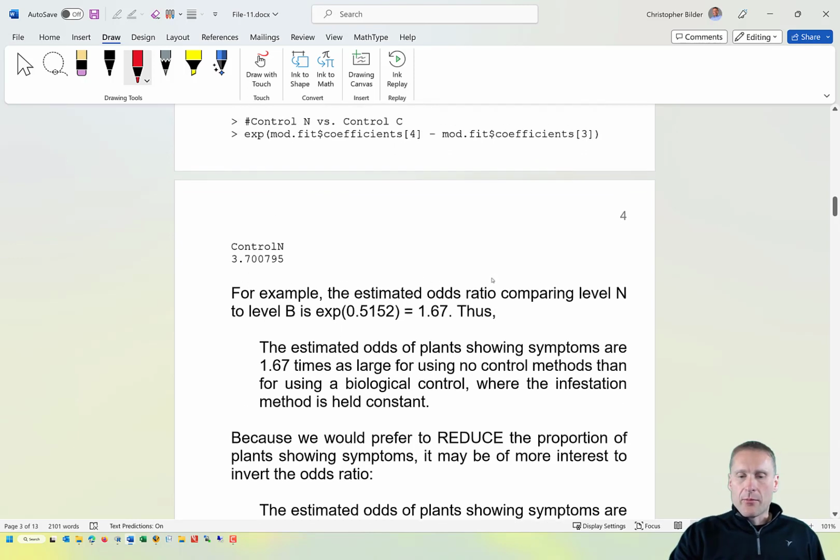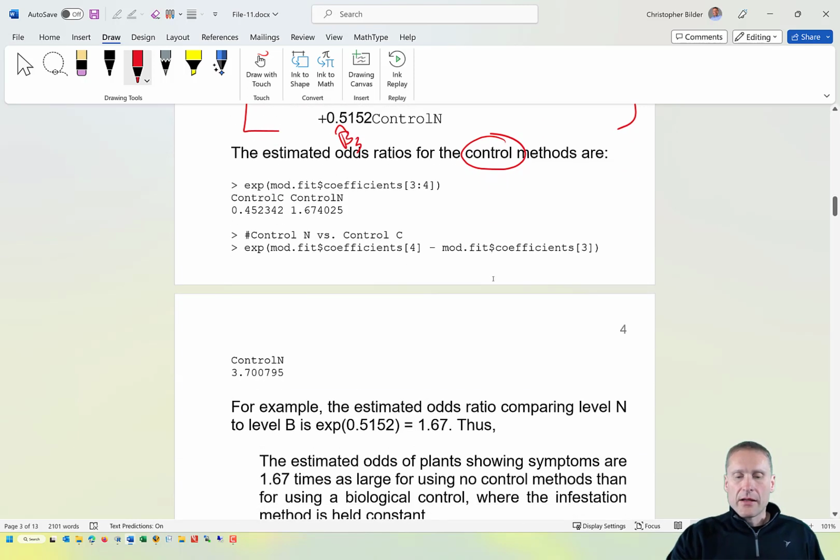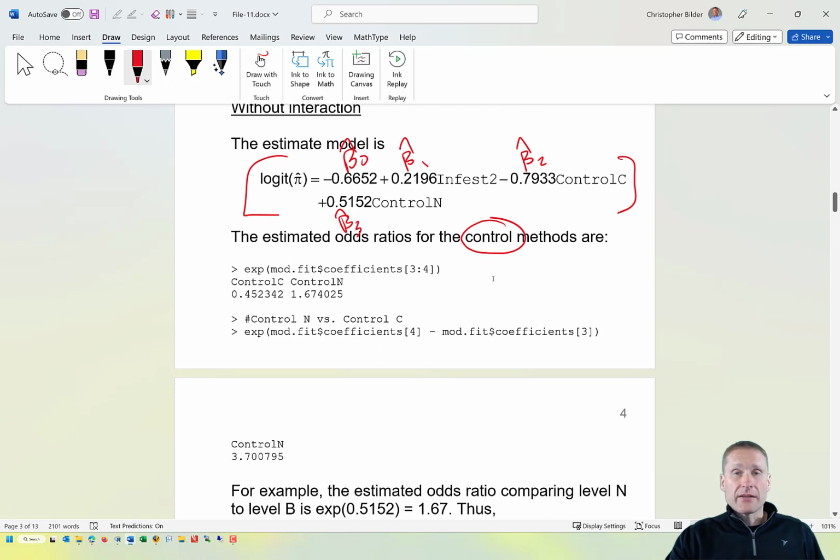So again, in my model, sometimes it's helpful to write this out. Here's beta hat 0, here's beta hat 1, here's beta hat 2, here's beta hat 3. Now, because of how mod.fit$coefficients works, the fourth element is beta hat 3. The third element is beta hat 2. So that's why I made that calculation.